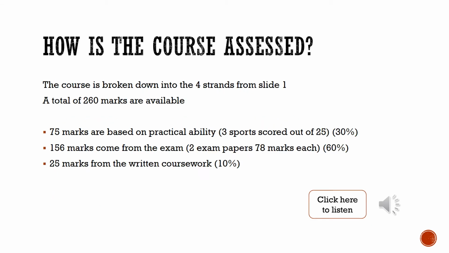And how is the course assessed? This is the big one. From the four strands, the exams, the practical and the coursework, there's 260 marks available, and there's just the breakdown so you can see how much or how little is based on practical ability. It's only 30% of the whole exam, so just worth bearing in mind.